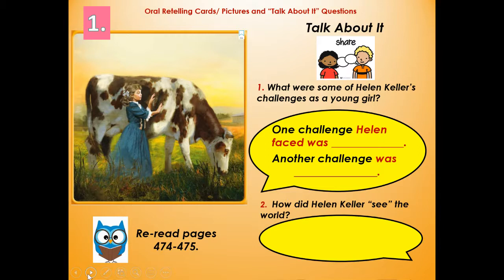How did Helen Keller see the world? If you can't see with your eyes, how did she know what was around her? Well, she saw the world by her other senses, her sense of smell, her sense of taste, her sense of touch. So she felt things like she is feeling the cow, and she can tell that it's an animal, and feeling the fur. So she saw the world through touch mainly.